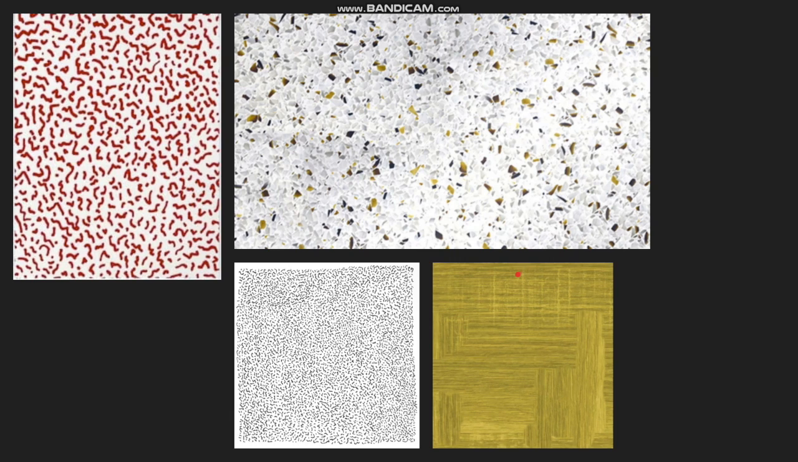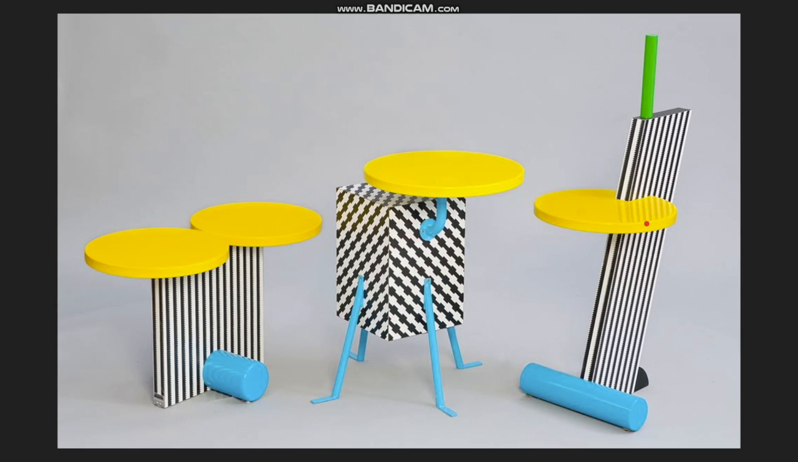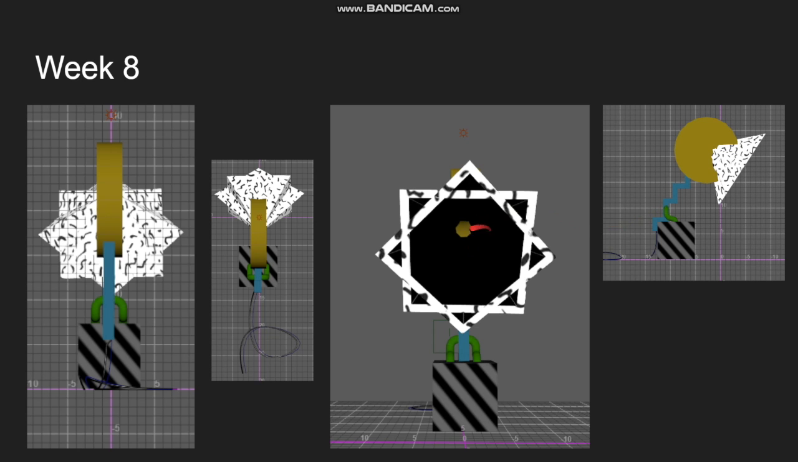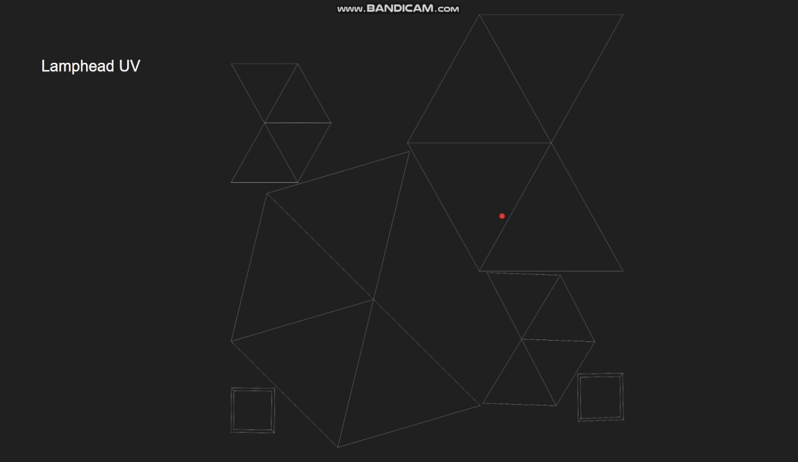I then found some Memphis-style textures online, but you will notice all of them are not in my final work. This was because they were either too low quality or looked bad next to each other. I needed some sort of palette, so I found this image and based my color scheme off of it, as you can see here. The new lamp head UVs worked well and made it much easier to texture.